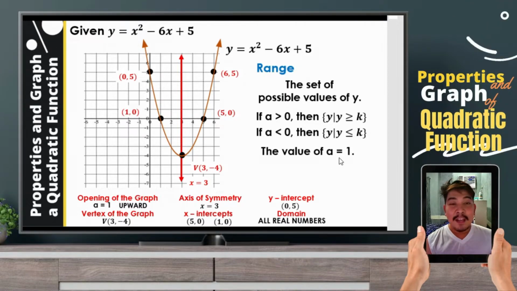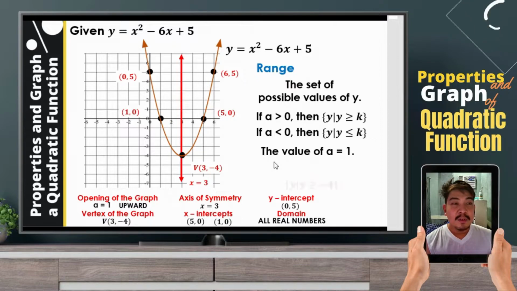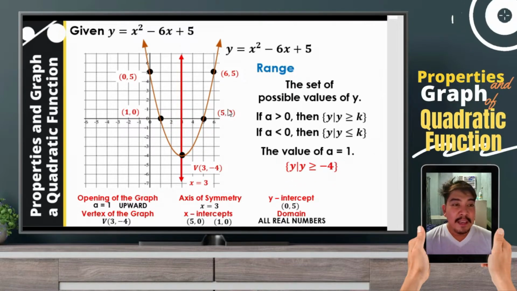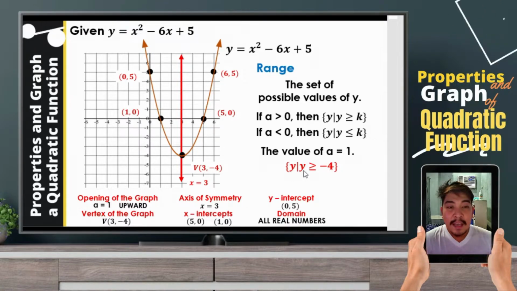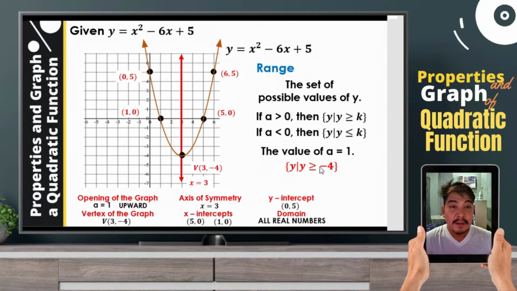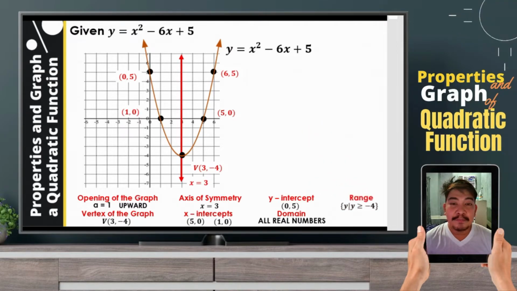Since the value of our a here is 1, we can use the first notation, y such that y is greater than or equal to k. Take note that we already solved for the value of k, which is located in the vertex of the graph, -4. So the possible values of y here, given the quadratic function, is all values of y such that y is greater than or equal to -4. Or in other words, that will be from -4 up to positive infinity. Okay? So let us now proceed with the second example.